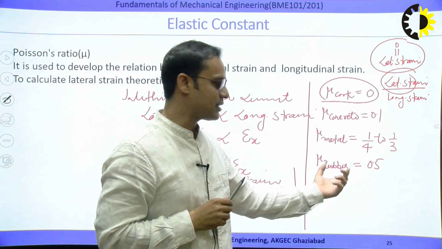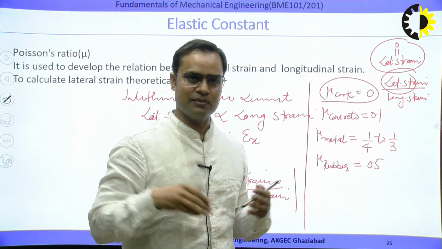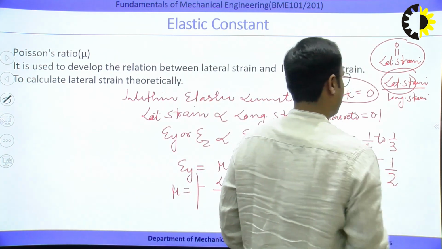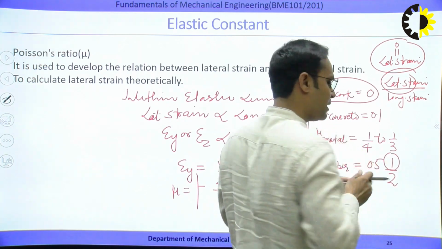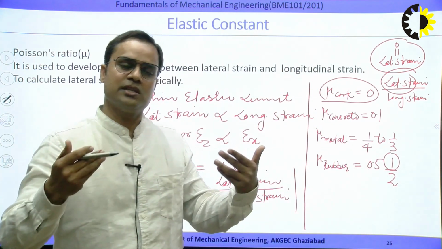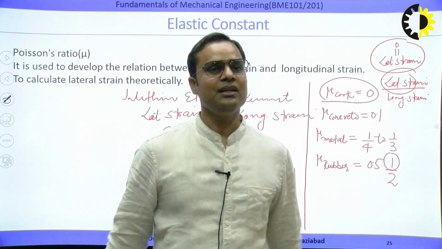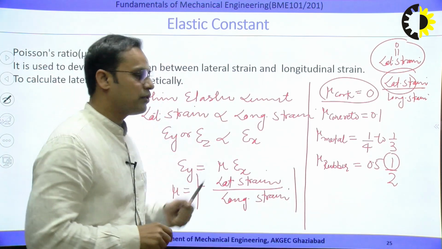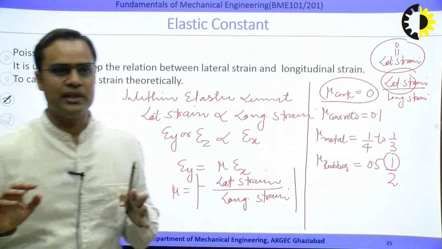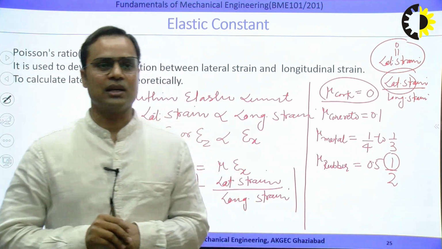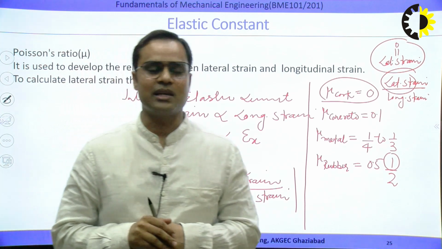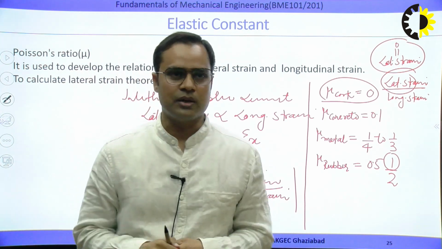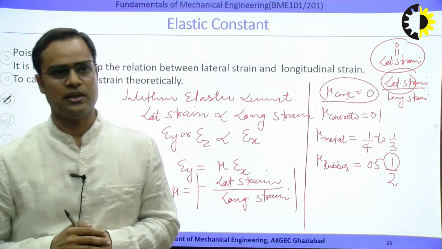And mu is maximum for rubber. Easily we can observe the meaning for rubber. The mu is half, meaning whatever change takes place in the lateral dimension is double the change taking place in the direction of the applied load. Right? So that's why this mu is also very important. It has significance for calculating the lateral strain theoretically. I hope this elastic constant is clear to everyone. Thank you. In the next class, we will develop the relation between these elastic constants.